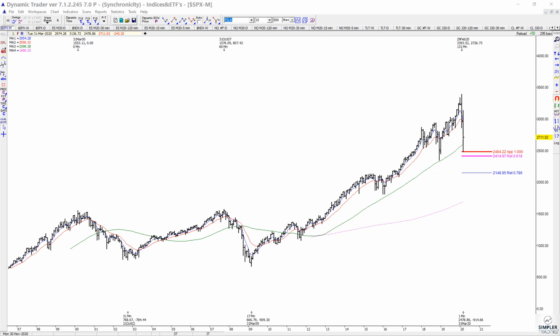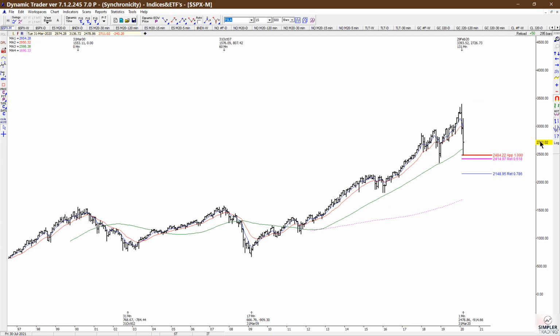What I did find was a prior major decline of 909.30, and I took that and projected 100% of that from the high. That gave us the area of 2484, and then there was also a 618 retracement of a major low to high swing that came in quite a ways below, at 2414.97. But that was a general area to watch for possible support.